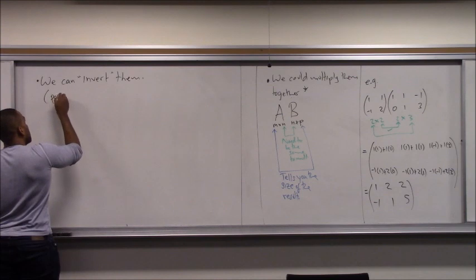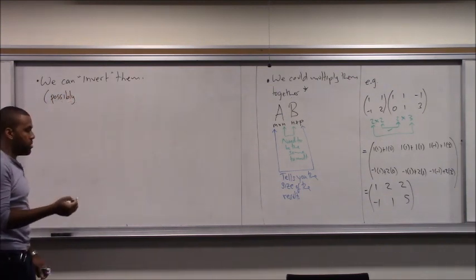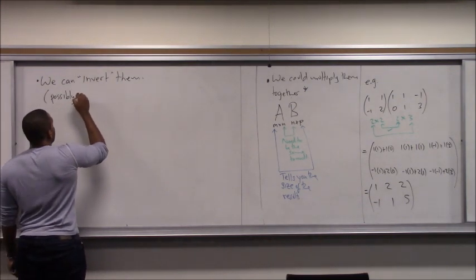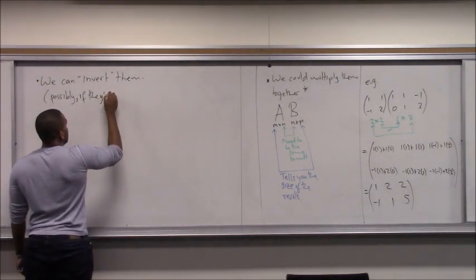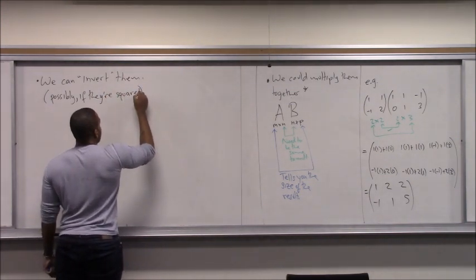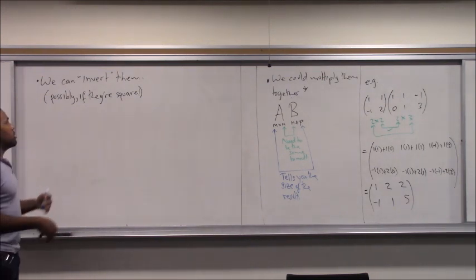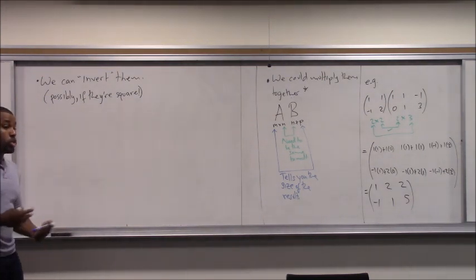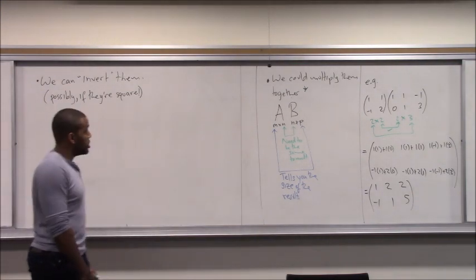Not every matrix has an inverse, but the only ones that have the possibility of having an inverse are the square ones. So the number of rows and the number of columns must be the same. In theory, it's possible to find the inverse of a 2 by 2 or a 3 by 3 or a 4 by 4 or 5 by 5 or n by n in general.